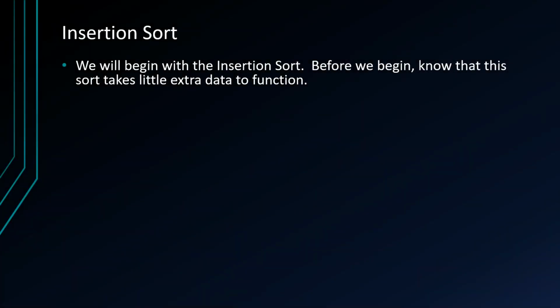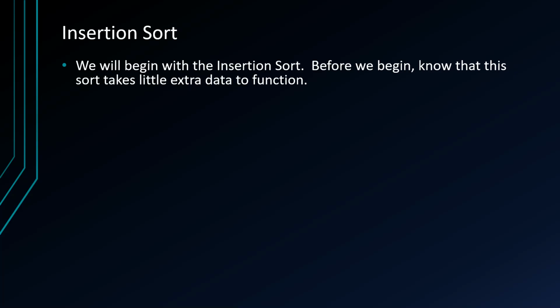So the insertion sort. I'm going to do this through a diagram just so we can actually see how this works. But how does this actually work? So we're going to begin with the insertion sort. What you need to know is that this thing takes very little data to function. So it has its original array of data, and the only other thing it needs is a single variable to store one of the values in a temporary location. And that's so it can perform a swap.